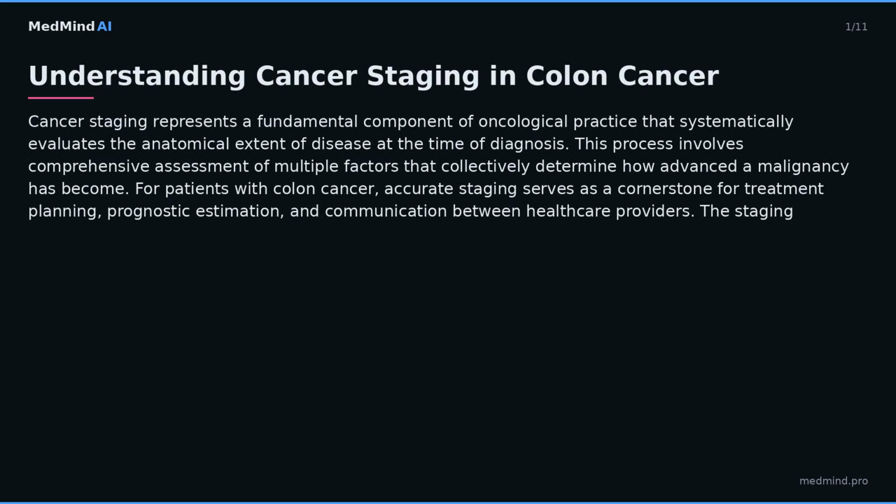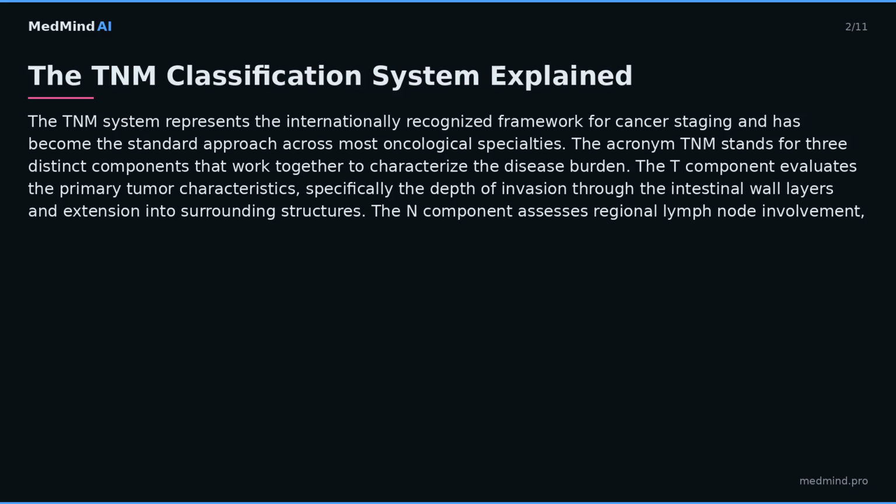Cancer staging represents a fundamental component of oncological practice that systematically evaluates the anatomical extent of disease at the time of diagnosis. This process involves comprehensive assessment of multiple factors that collectively determine how advanced a malignancy has become. For patients with colon cancer, accurate staging serves as a cornerstone for treatment planning, prognostic estimation, and communication between healthcare providers. The staging determination influences virtually every aspect of subsequent clinical management, from surgical approach to systemic chemotherapy decisions and follow-up surveillance protocols. The TNM classification system explained.